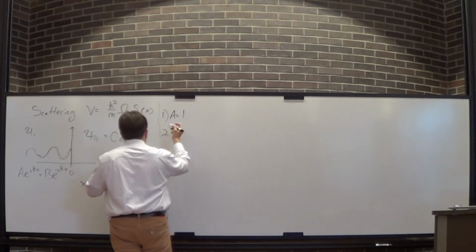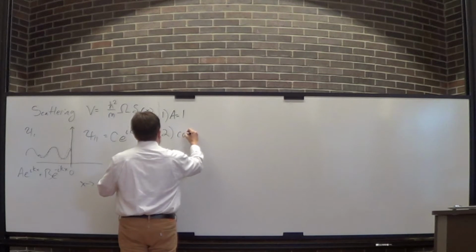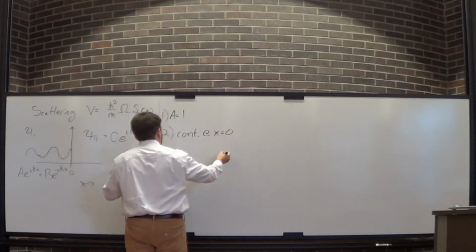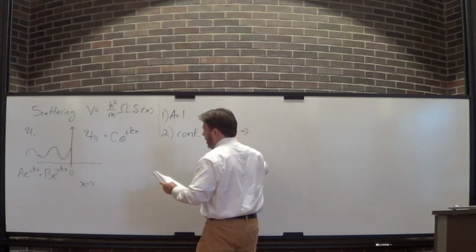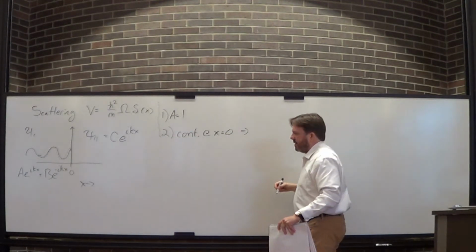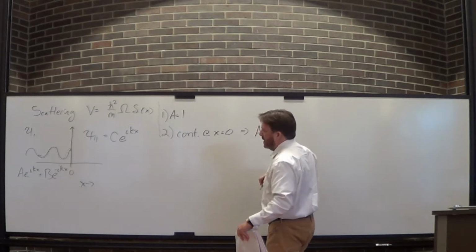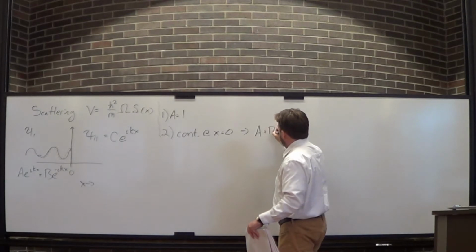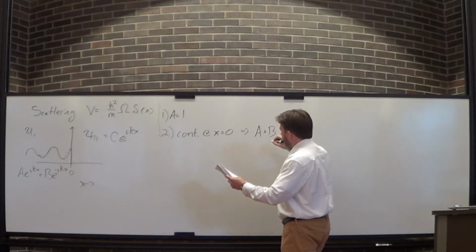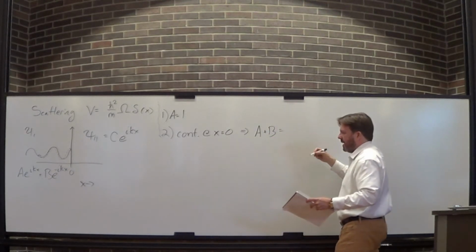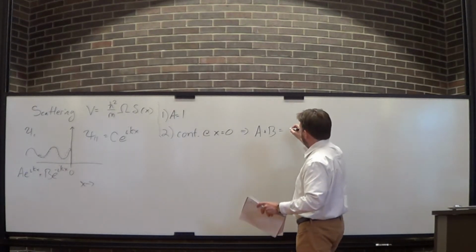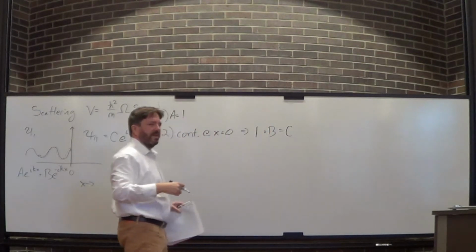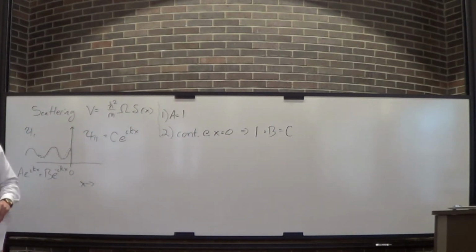Number 2, these are the steps. So let's say it's continuous at x equals 0, and therefore A e to the i0 is A, plus B e to the minus i0 is B, is equal to the other wave function, C e to the i0 is C. Oh, that's right, A is 1. So 1 plus B is equal to C. Okay, one equation. Now I just need the other one.